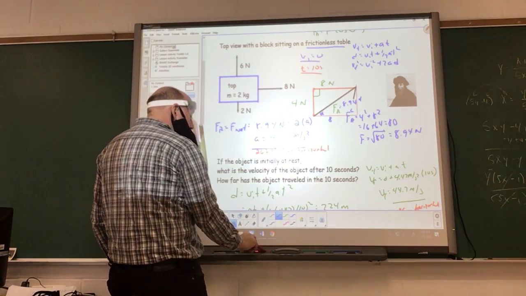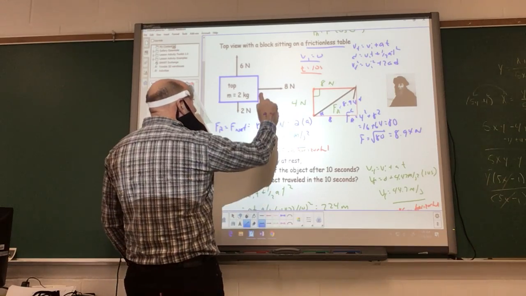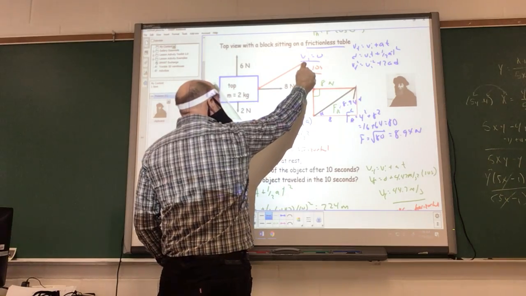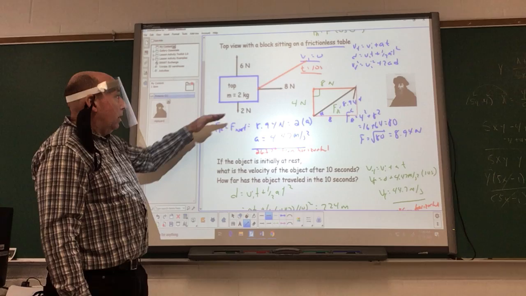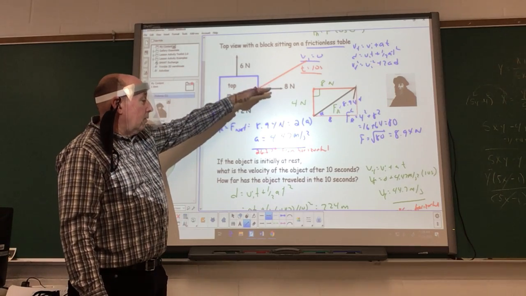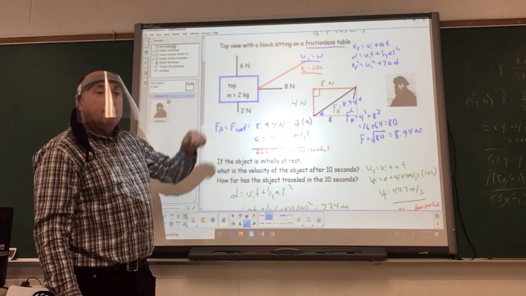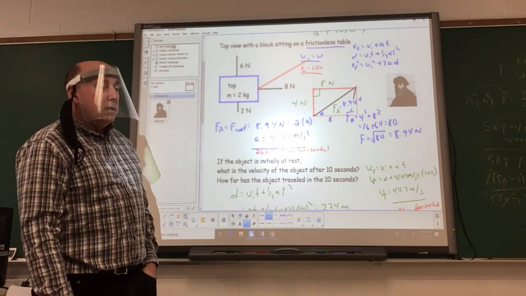The object will move this way, because it's 26 degrees from the horizontal. So it's going to be moving upwards. And that's if we're on a frictionless table.